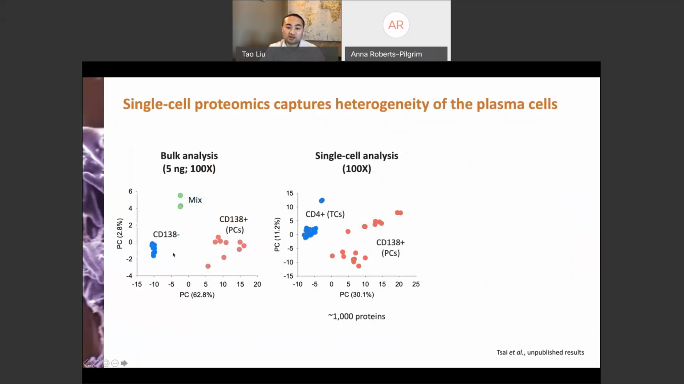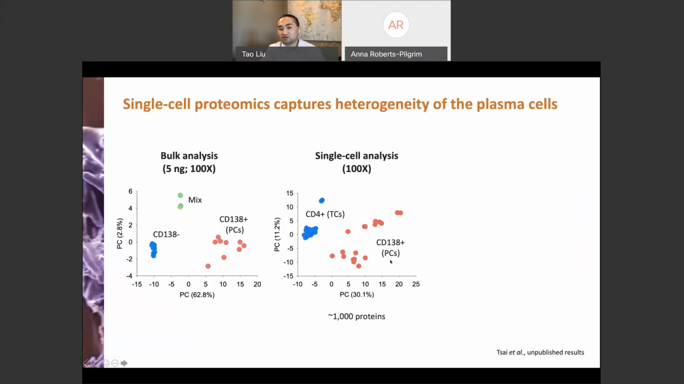Here I'm showing the first stage. We try to isolate the plasma cells using CD138. So that's the plasma cell population, and that's everything else. And that's a result you can get from a typical bulk analysis. Not a huge amount. We start from 5 nanograms using a typical BASAL condition. You can tell the difference.